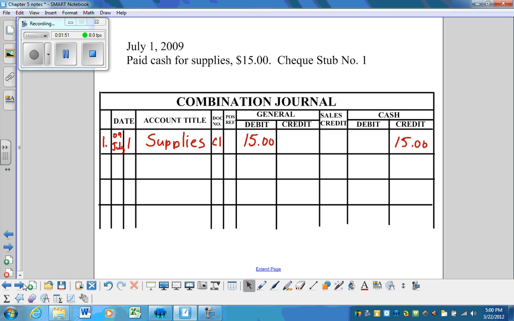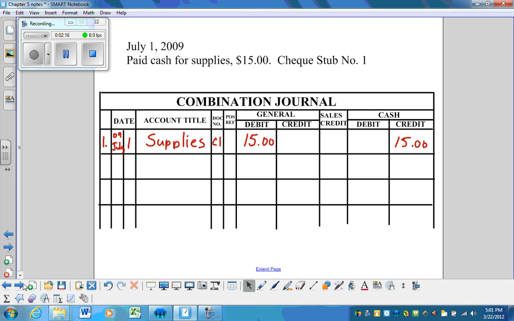Okay, so here's an example. July 1st, paid cash for supplies, $15, check stub number 1. That means you use check stub or check number 1 to pay for those supplies. So you put the date in. You just need to put the month and then the date. Then the account title. Now we know that we're dealing with supplies and we know we're dealing with cash.